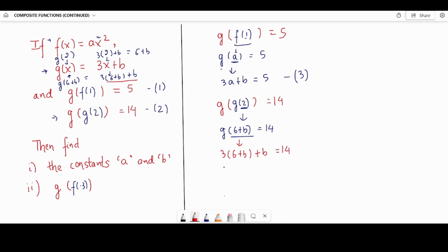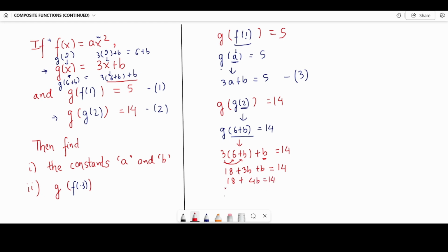Now we will simplify this. So 3 times 6 is 18. Then 3 times b is 3b. And then outside the parenthesis, we have one more b. So we will get 18 plus 3b plus b equals 14, which will become 18 plus 4b equals 14.